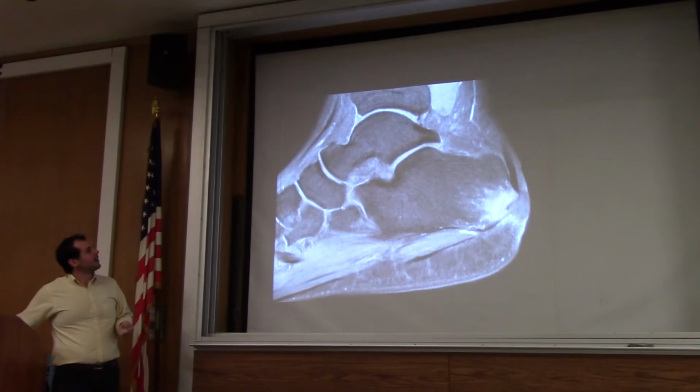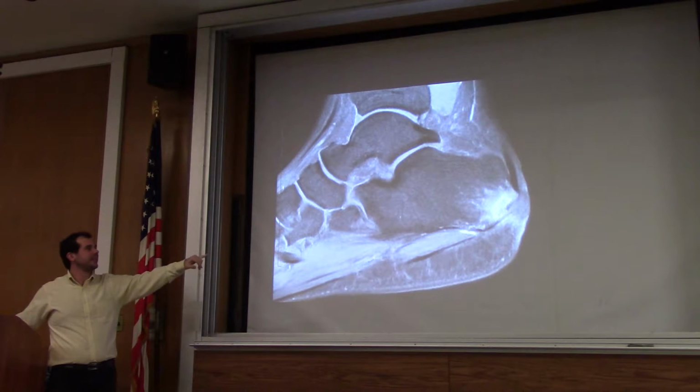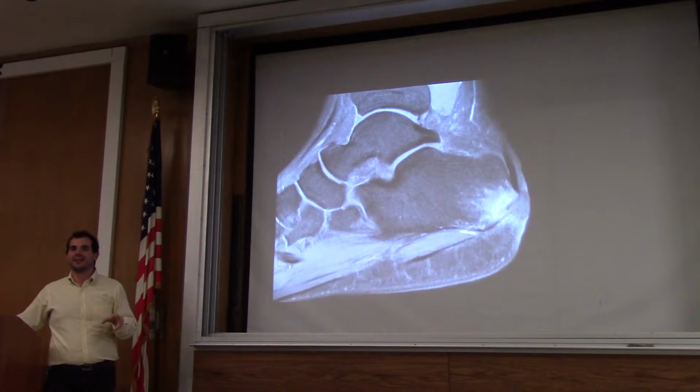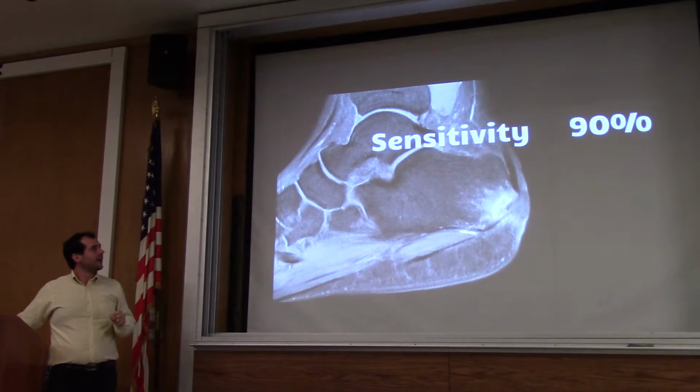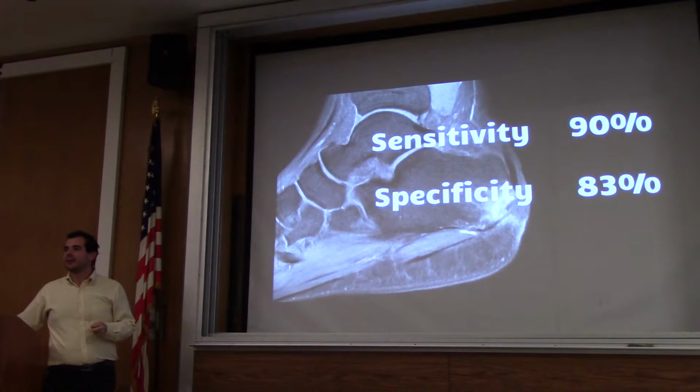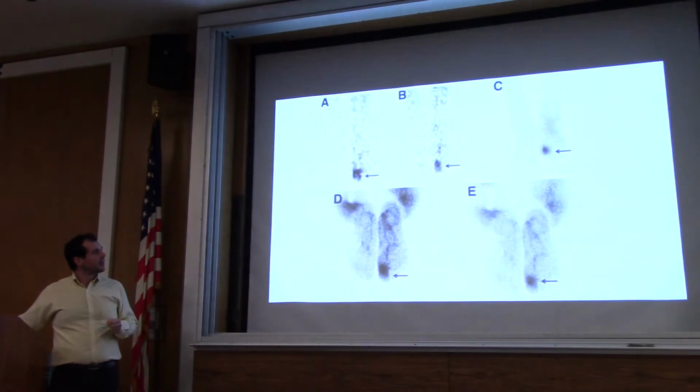MRI, and this is a T2 weighted image, what we're going to see is hyperintensity in the actual cortical structure. Now, people do whole fellowships on soft tissue imaging, soft tissue MRI, so we're not expected to be able to read MRIs. But realize that this is the best test for diagnosing osteomyelitis from a radiologic standpoint. The sensitivity and the specificity are both pretty good: 90% sensitivity, above 80% specificity.